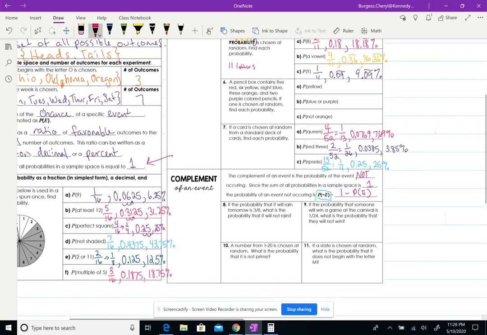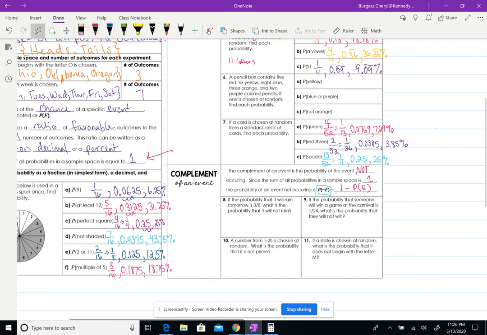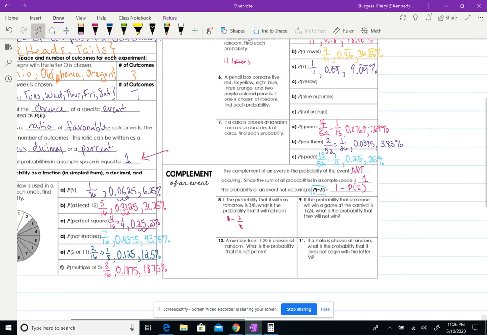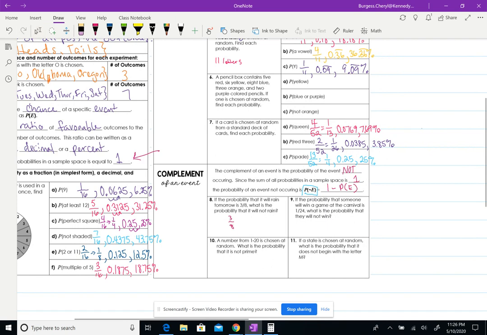Okay, so let's do a couple together. Number 8 says, if the probability that it will rain tomorrow is 3/8, what is the probability that it will not rain? Well, we're going to do 1 minus 3/8. Okay, well, if we're doing 1 minus 3/8, we're going to do 8/8 minus 3/8. So let me change this 1 to be 8/8 minus 3/8 is 5/8. So the probability that it will not rain is 5/8.